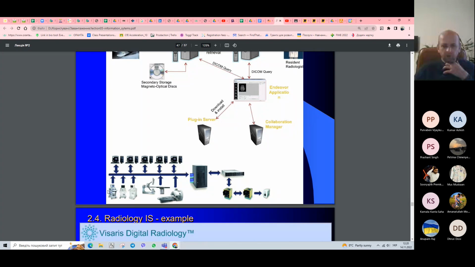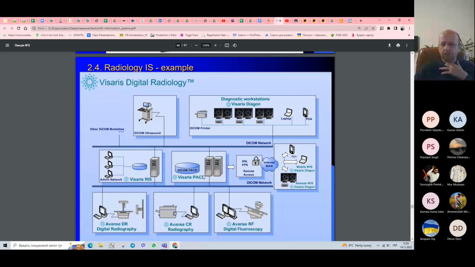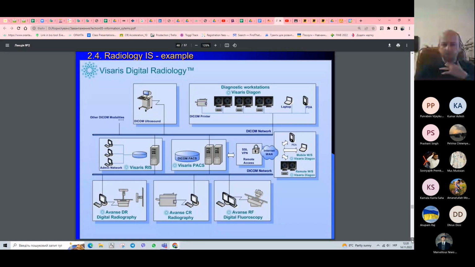And there should be different computers which can get this information. Now, in this example, you can see how this can look on a larger scale. You see different kinds of equipment connected to computers and to the server, and different kinds of users can be there. Also, different laboratory equipment can be integrated, and the user can get the necessary information. This is an example of a radiology information system.